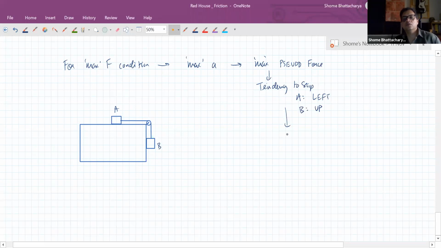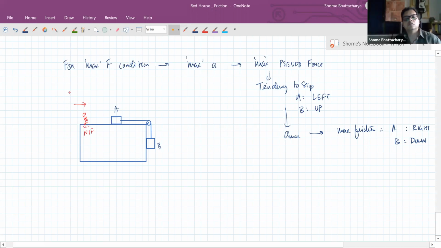So we want that A has maximum friction such that for A it is towards the right, and for B it is down because it tends to slip up. So back to this diagram, this non-inertial frame, which is moving with A equal to maximum acceleration.